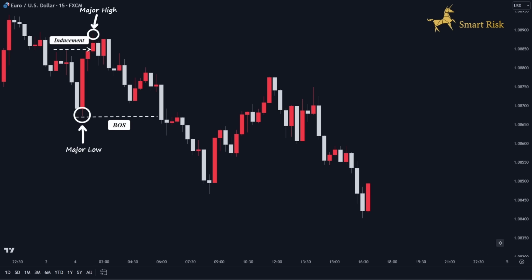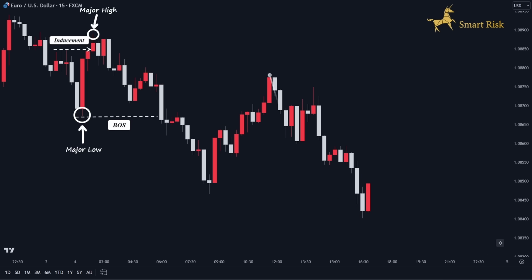Now we see that the price has pushed to the downside, breaking out and closing below this structure. However, this does not constitute a valid break of structure because the price couldn't form a valid inducement before breaking this structure, and this structure is not a valid major low. Therefore, we cannot consider this break of structure as valid. So this price movement acts like a single impulse movement.